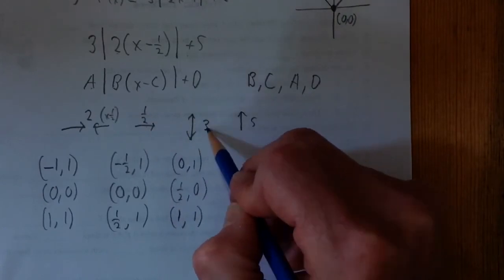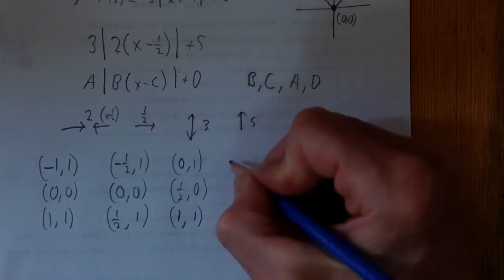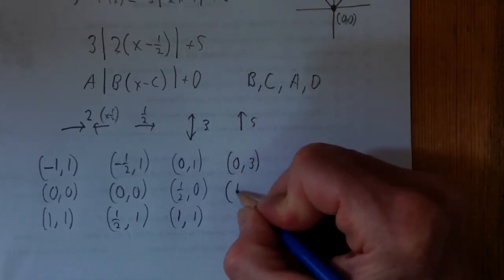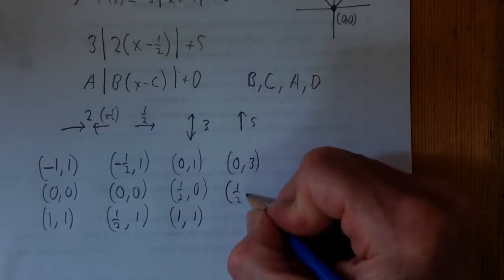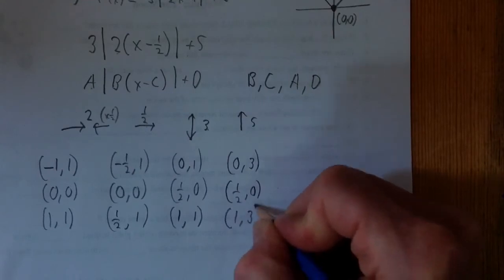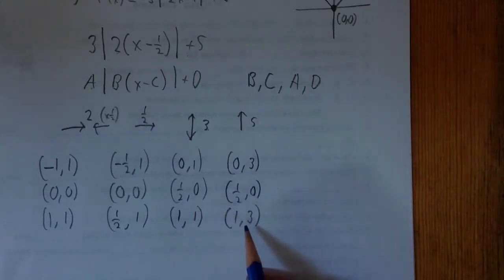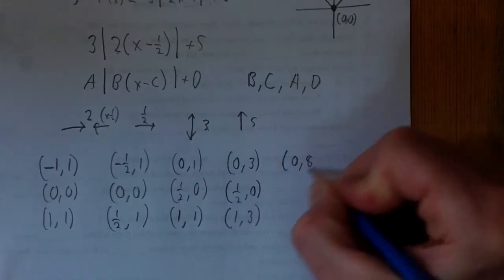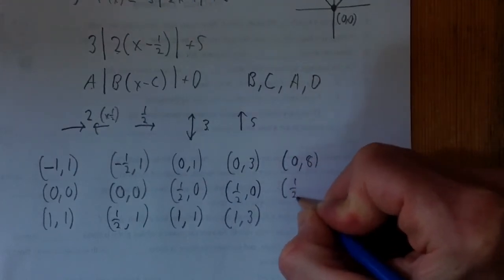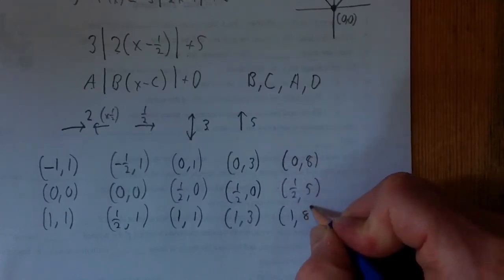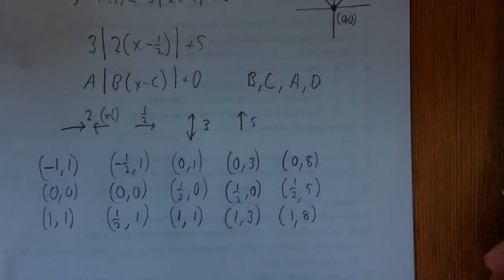Now we got to this point. Now we multiply the y by 3. So this becomes 0 comma 3. Again, the x's stay the same. 0 times 3 is still 0. 1 comma 3. Multiply the y by 3. Yep, that's right. Now add 5 to the y, so 0 comma 8, 1/2 comma 5, 1 comma 8. So those are our new points.